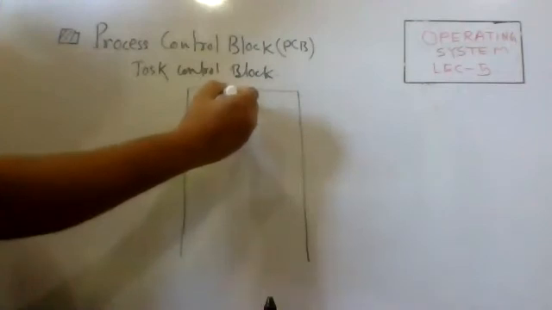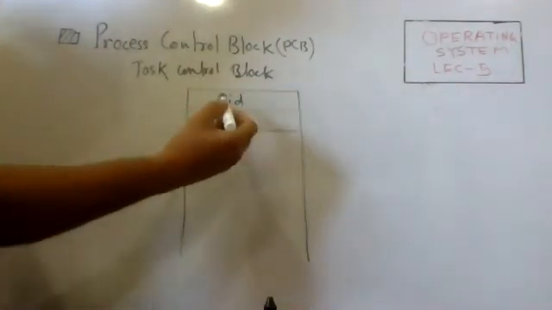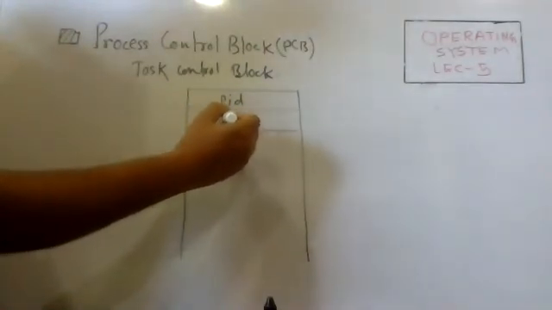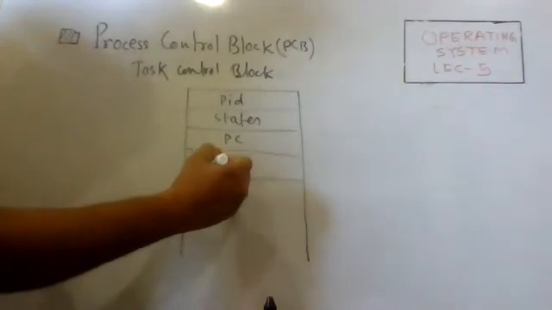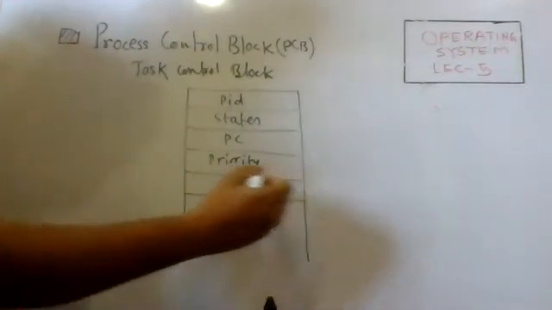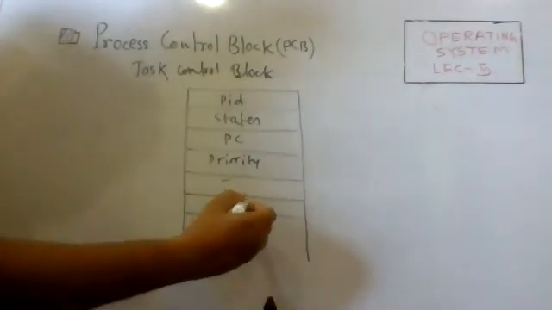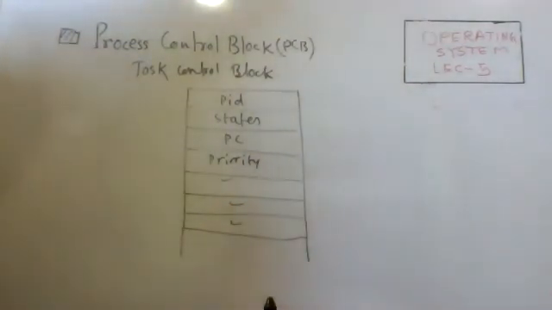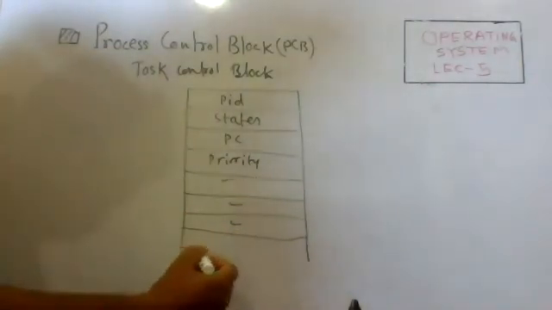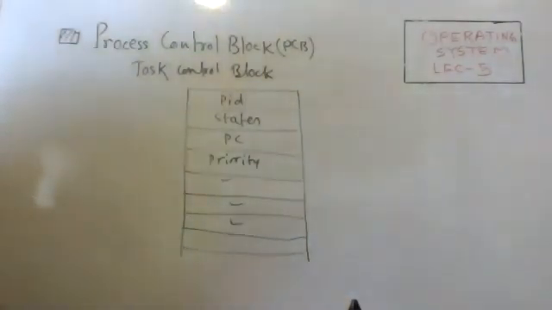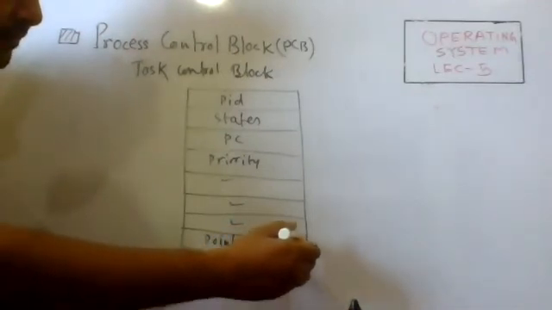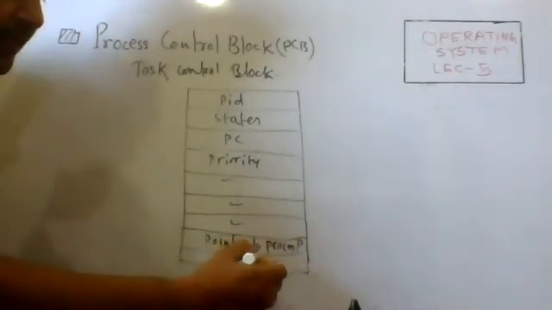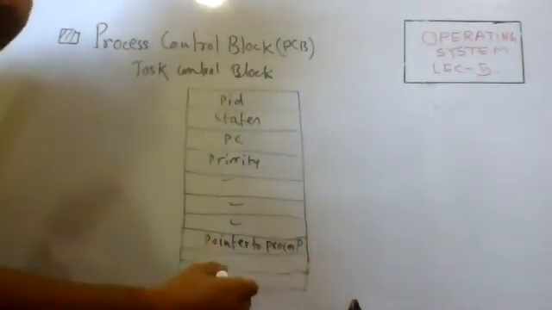and here we have PID, process ID, we have process state, we have program counter, we have priority, we have general purpose registers, we have list of open files, we have list of open devices, we have pointer to process parent, we have pointer to process children, etc. So this is actually called PCB.